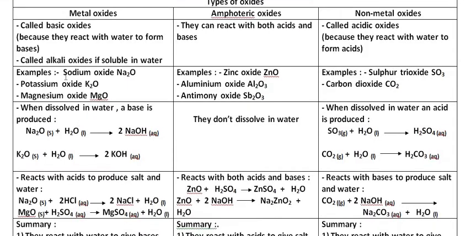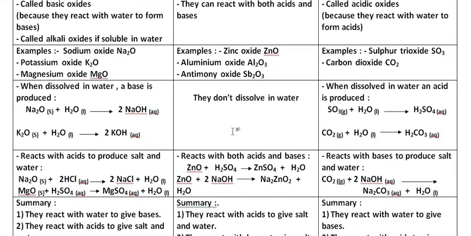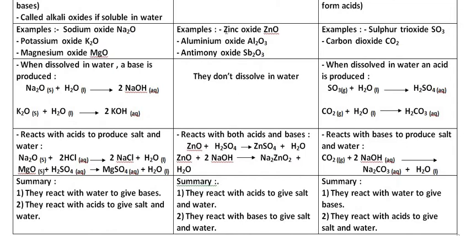Okay. Examples: sodium oxide, potassium oxide, magnesium oxide are metal oxides. Sulfur trioxide and carbon dioxide are examples of non-metal oxides. There is an oxide called amphoteric oxides. These amphoteric oxides do not dissolve in water, such as zinc oxide, aluminum oxide, antimony oxide.